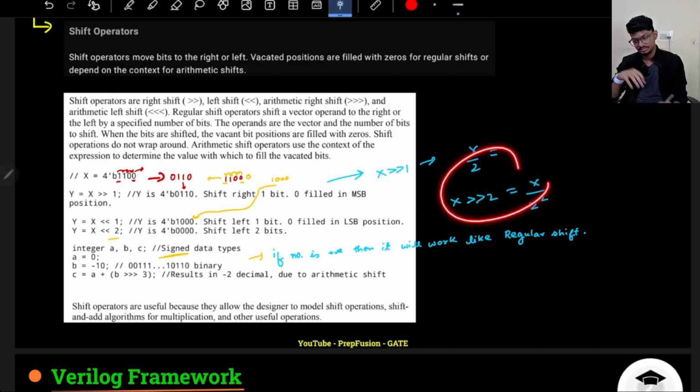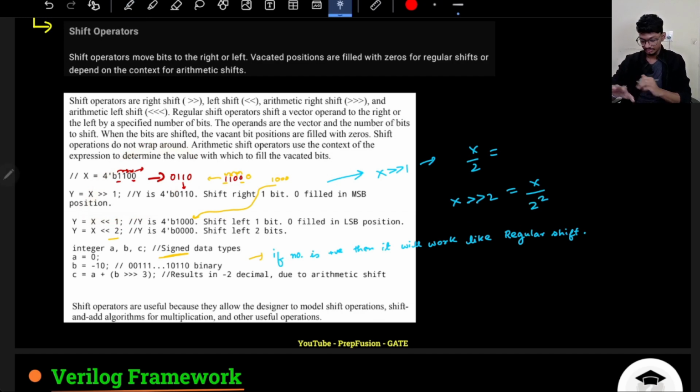I hope you have understood, this is the shortcut. Left shift also has a shortcut, but not for this case. Also, how to implement this is synthesizable. Arithmetic right shift and arithmetic left shift are not always synthesizable, but regular right shift and left shift are synthesizable, and that we will discuss later on. That is known as a barrel shifter, which we will discuss later on.